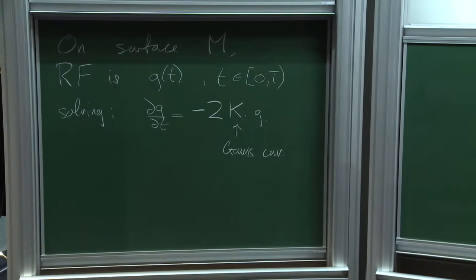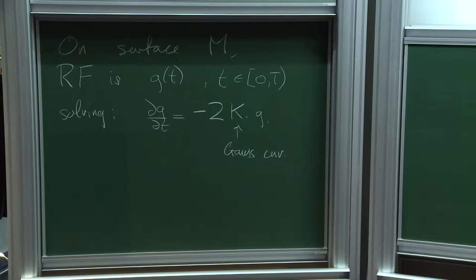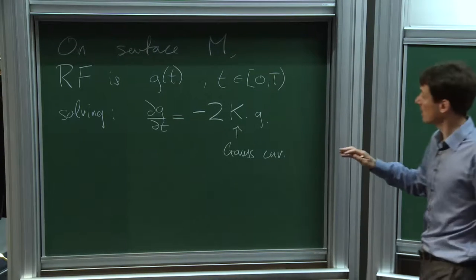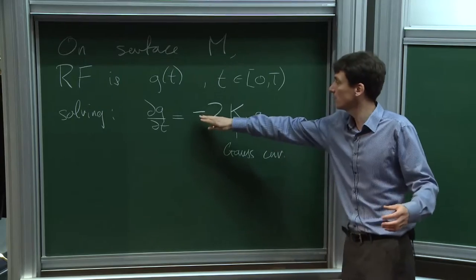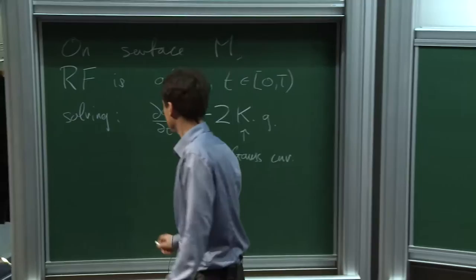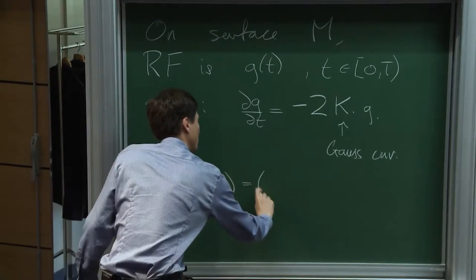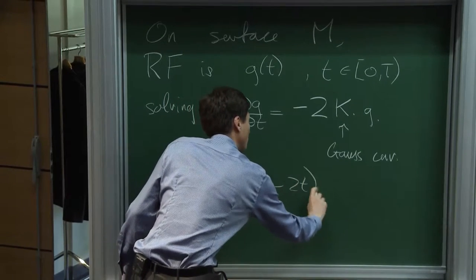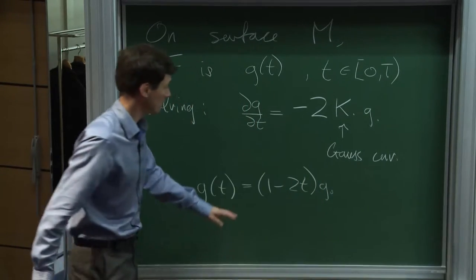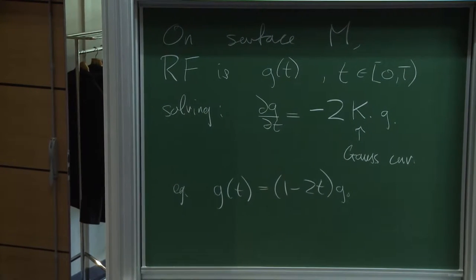Okay. So an example maybe would be if you had M to be a sphere and you started the Ricci flow with a round metric, then that would have constant Gauss curvature. It would just be shrinking and it would shrink to nothing in finite time. In fact, this is going to be relevant. Even though it's a bit of a banal example, it will be relevant in a second. So it would actually shrink to nothing at time a half.